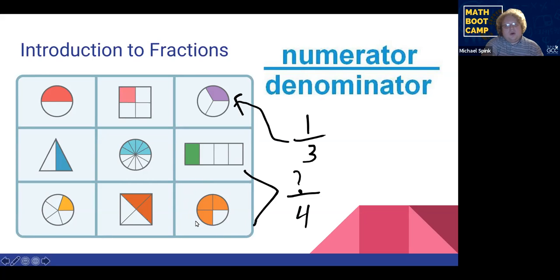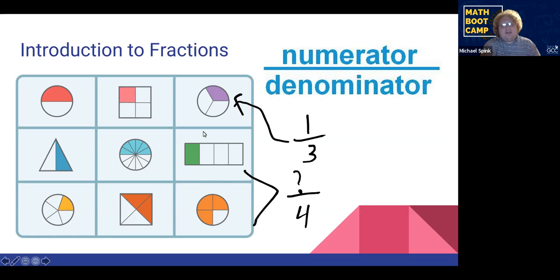Taking a look at the orange one here on the bottom, we've taken that circle and broken it up into fourths, into four pieces. Hence why the denominator in this fraction is 4. How many do we have? Well, 3 of them are orange. So we have 3/4.